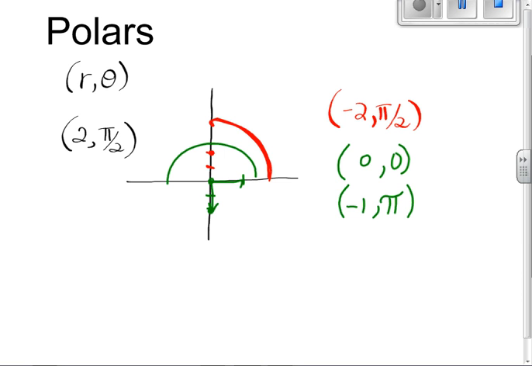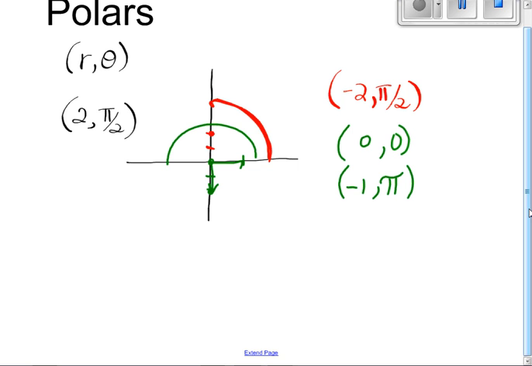It's just a different way of thinking. Oh, we will do problems. First, I'm going to review everything you have to know about polars, quickly though. I'm not going to spend a lot of time.